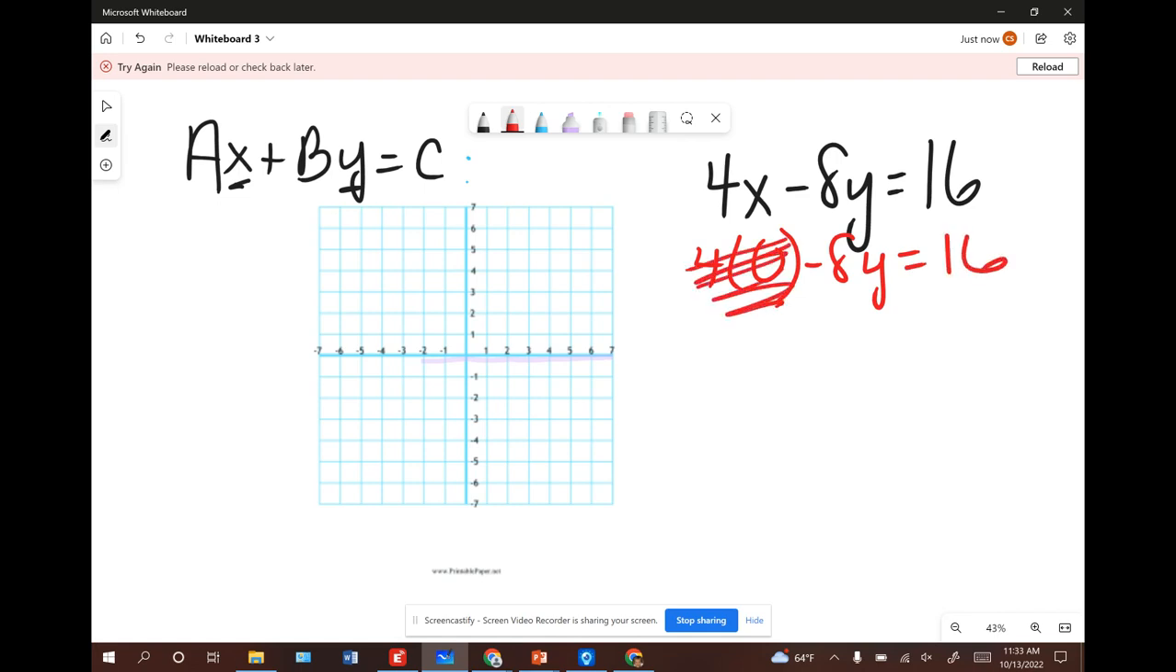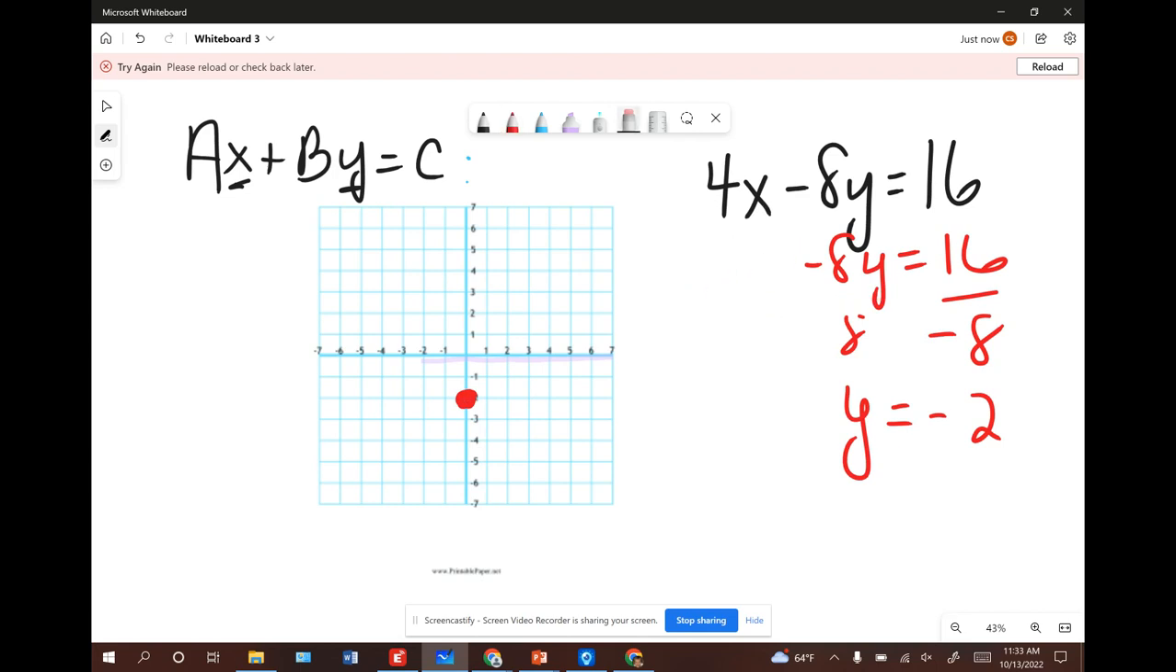When you do that, 4 times 0 cancels out, right? It's just 0. And now I'm just solving. -8y = 16, so I would divide both sides by -8. The y-intercept is going to be -2. So I'm going to plot that on my y-axis. Now I'll do the same thing to find the x-intercept.